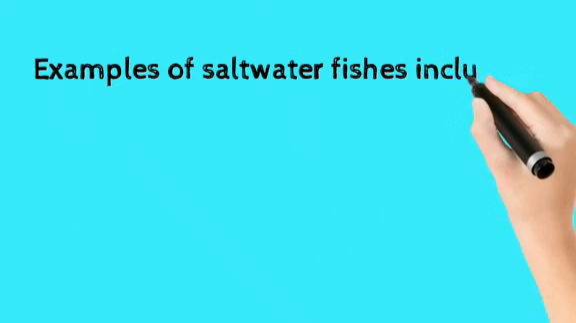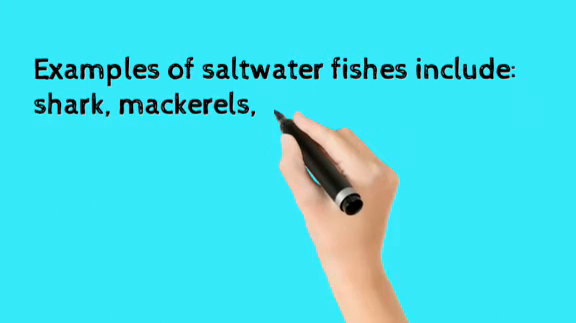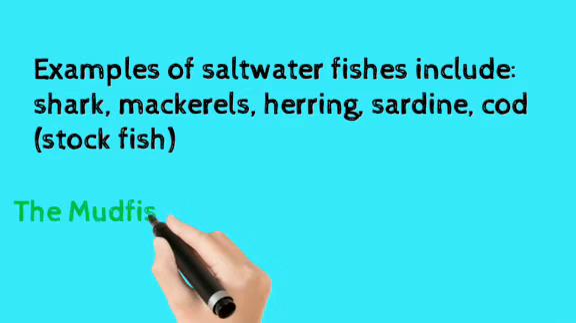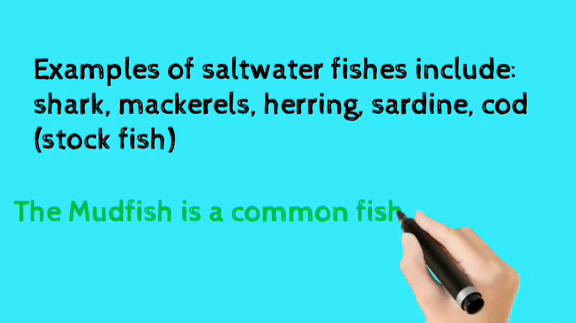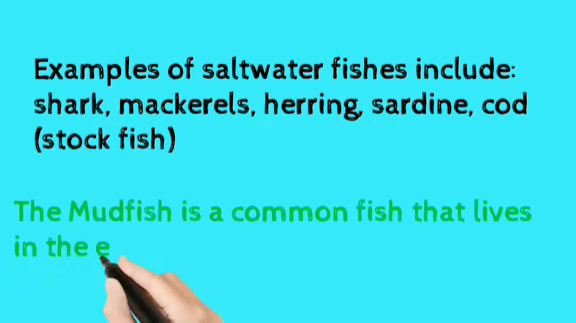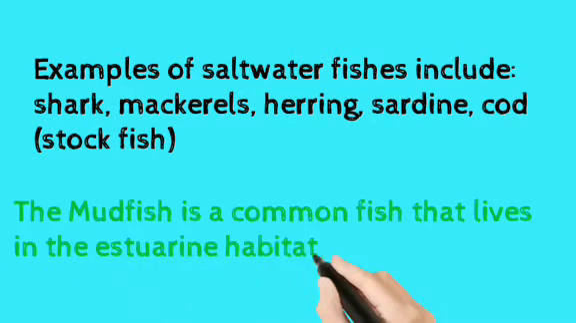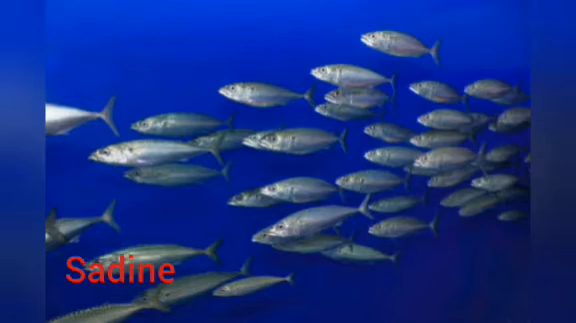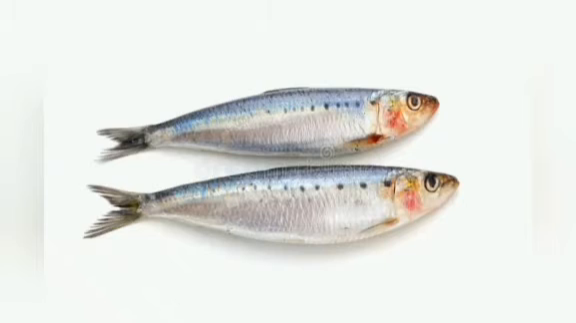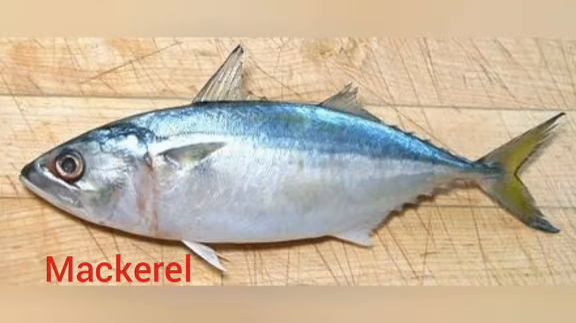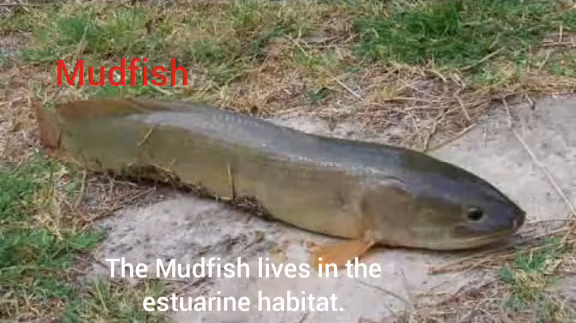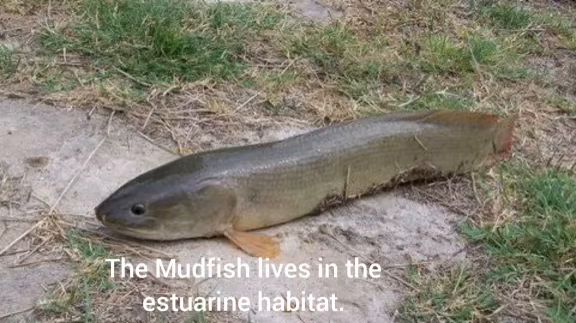Now, examples of saltwater fishes include shark, mackerels, herring, sardine, cod, also known as stockfish. They all live in saltwater habitat. The mudfish is a common fish that lives in estuarine habitat. Like I explained earlier on, estuarine is a place where freshwater and saltwater meet. The likes of sharks, sardine, mackerels live in salt water. Now, mudfish lives in estuarine habitat.